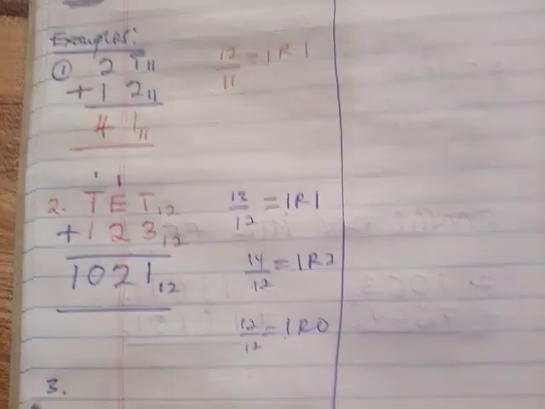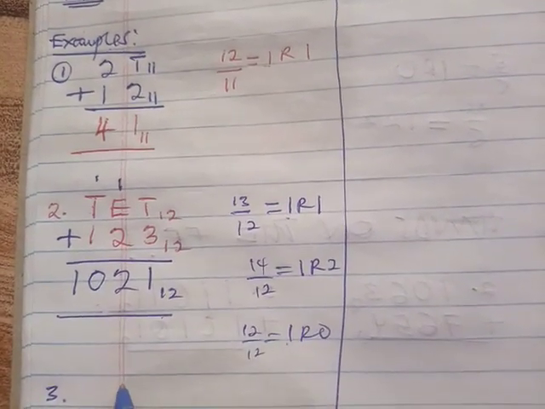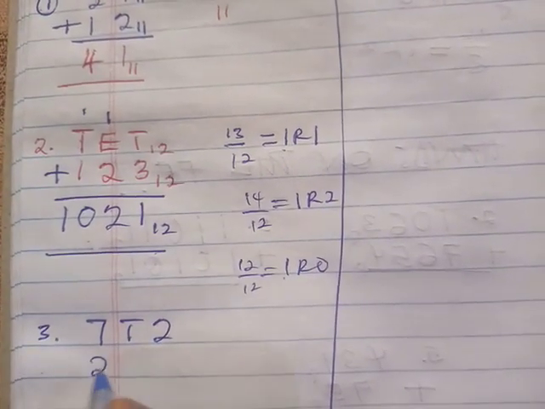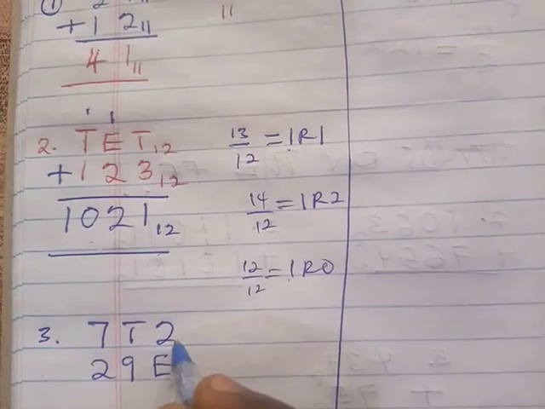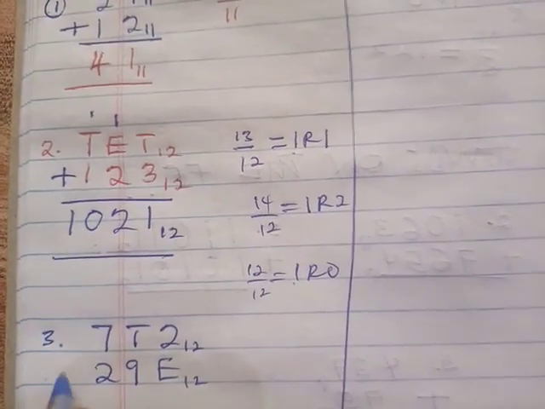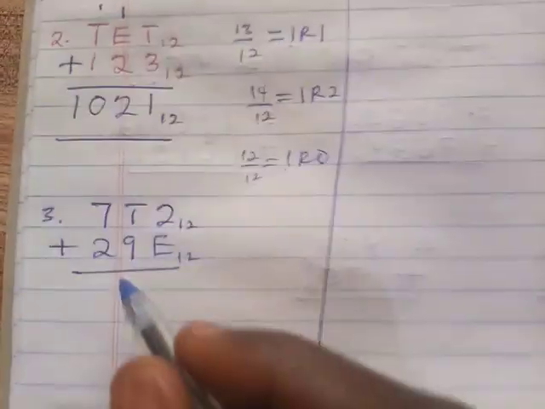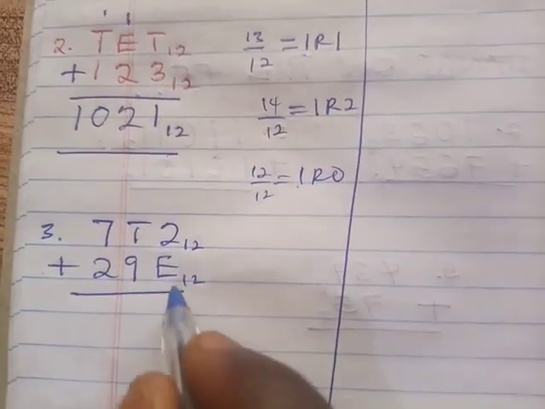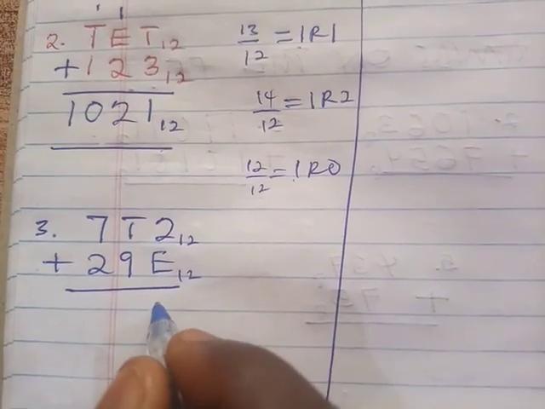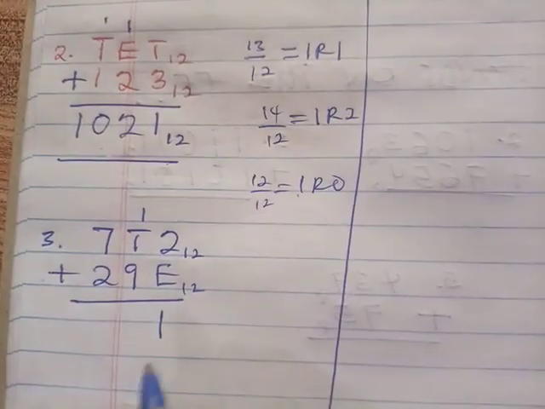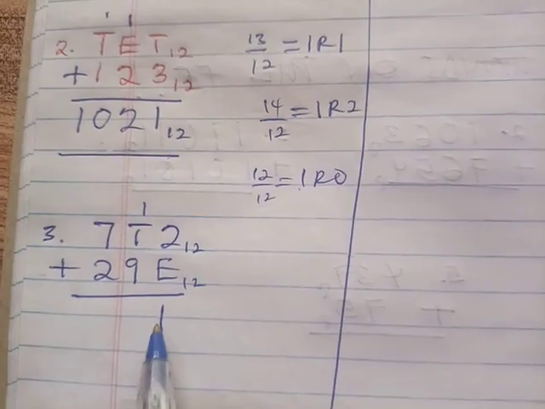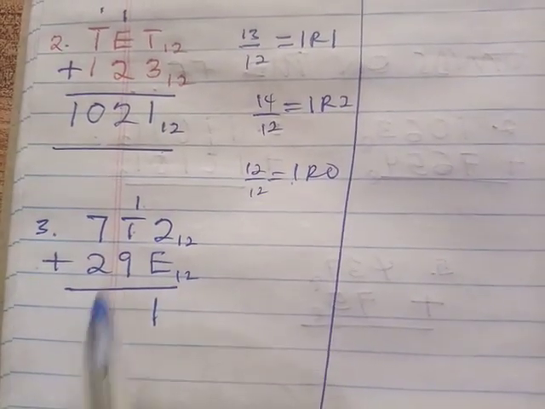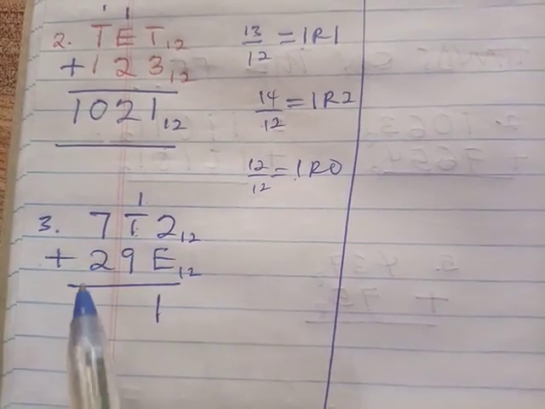The next example we'll look at is, let's say, 7t2 and 29e, all in base 12. So we have 2 plus 11, which is 13. 12 goes into 13 one time, remainder 1. So the remainder 1 and the quotient 1 will be added here. 1 plus t plus 9. T is 10, plus 11, so making 20.